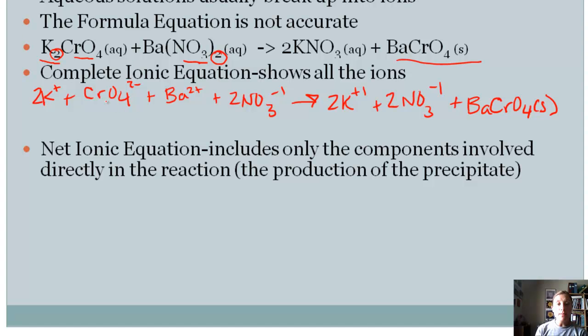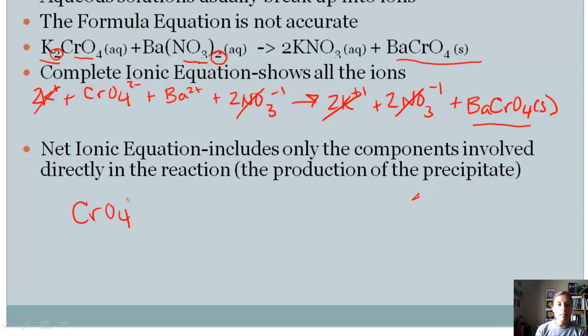And so the way that we identify those is by looking at our complete ionic equation and canceling out things that are exactly the same on both sides. So for example, we have 2 NO3s, and there's spectator ions. They're not changing, they're not doing anything. We also have 2 potassium ions on both sides that would be considered spectator. Now, the chromate and the barium are bonded together on the product side, and so we don't want to take those apart. So now we write down what's left.